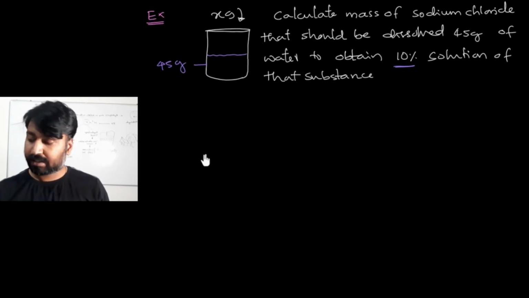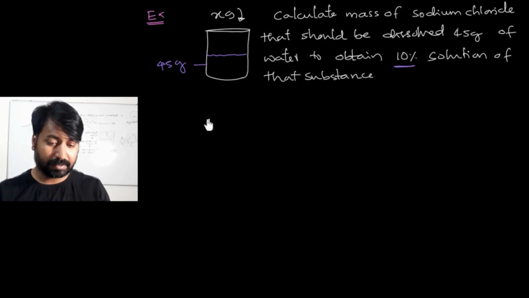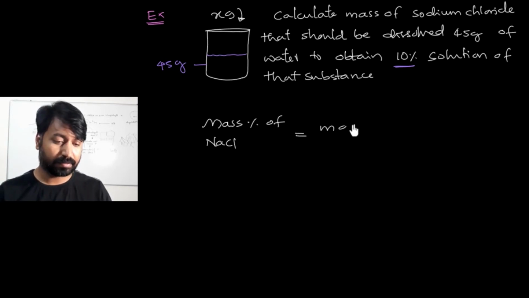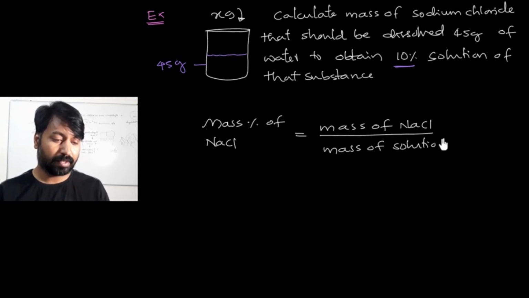We'll write that once again. The mass percentage of sodium chloride, NaCl. Here is the formula: the mass of NaCl, which is actually x and is not given, we have to calculate that, divided by the mass of solution, and that should be multiplied with 100. That is the percentage. The mass percentage is 10%, given.